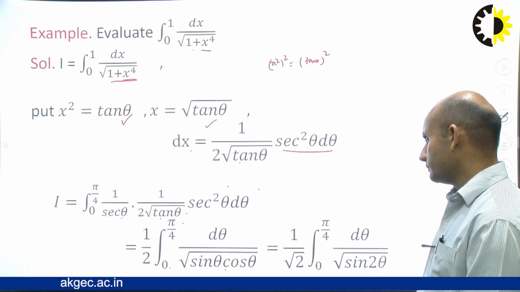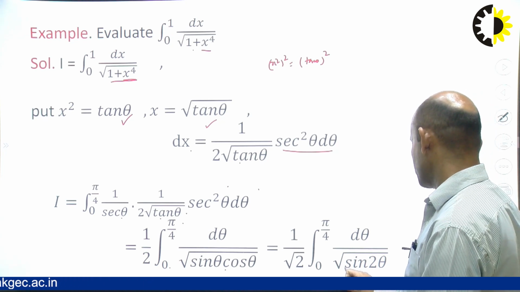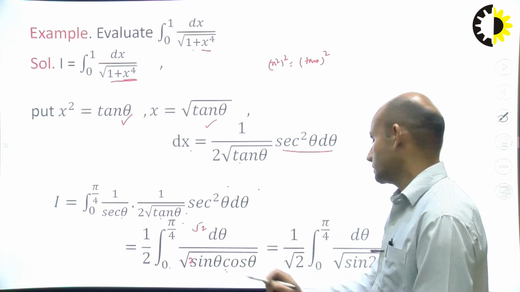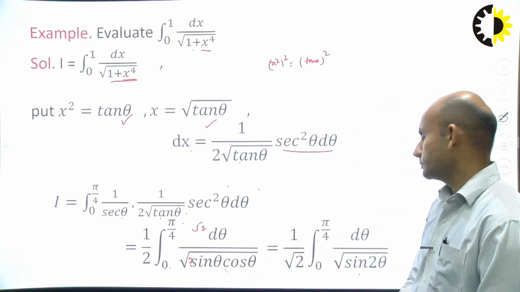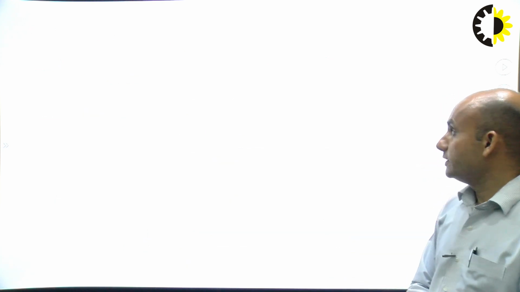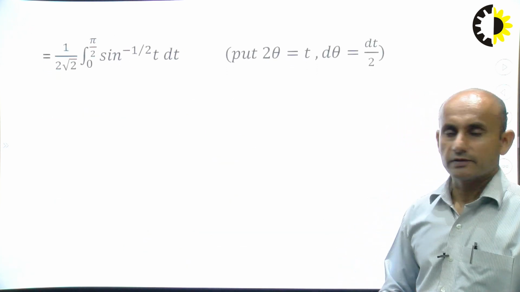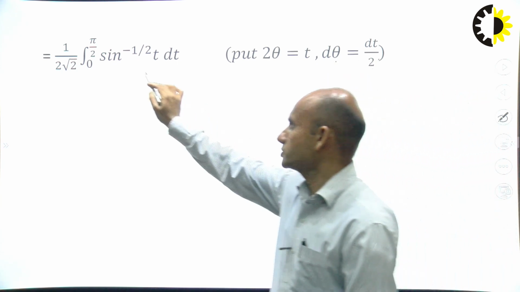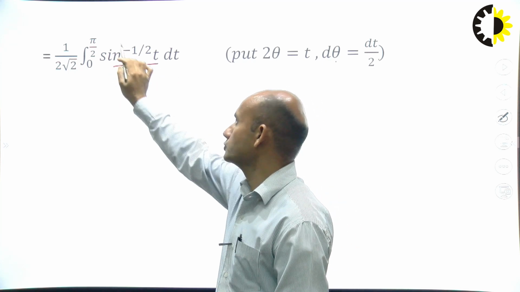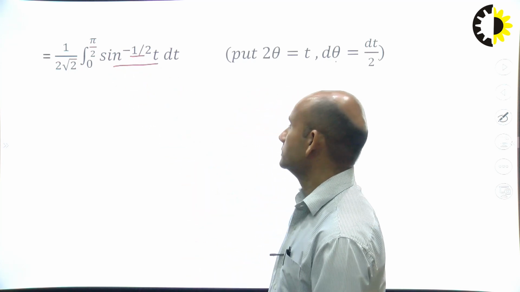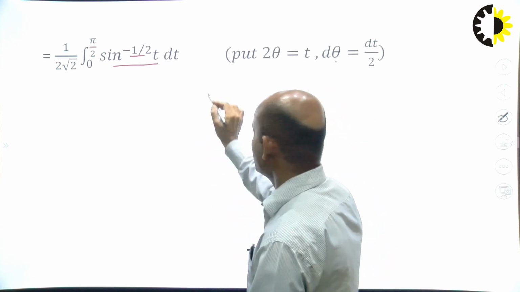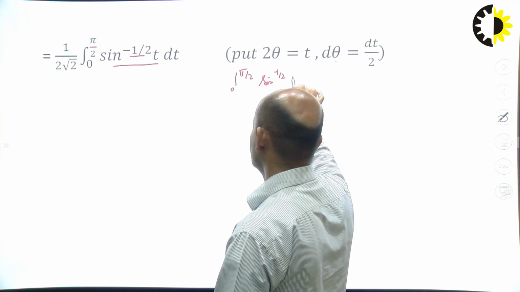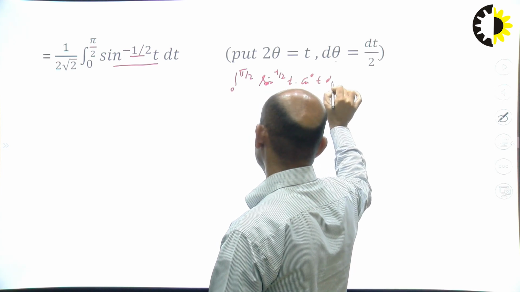So, we can multiply and divide with 2 here. So, we get this term as 2 sin theta cos theta, which is sin 2 theta, square root of this one. So, we get this integration, and if we assume 2 theta as some other variable t, then d theta will be dt upon 2. So, we get this integration here, with limit 0 to pi by 2, sin raised to minus half t dt. Or we can write this integration as 0 to pi by 2 sin raised to minus half t, cos raised to 0 t dt.